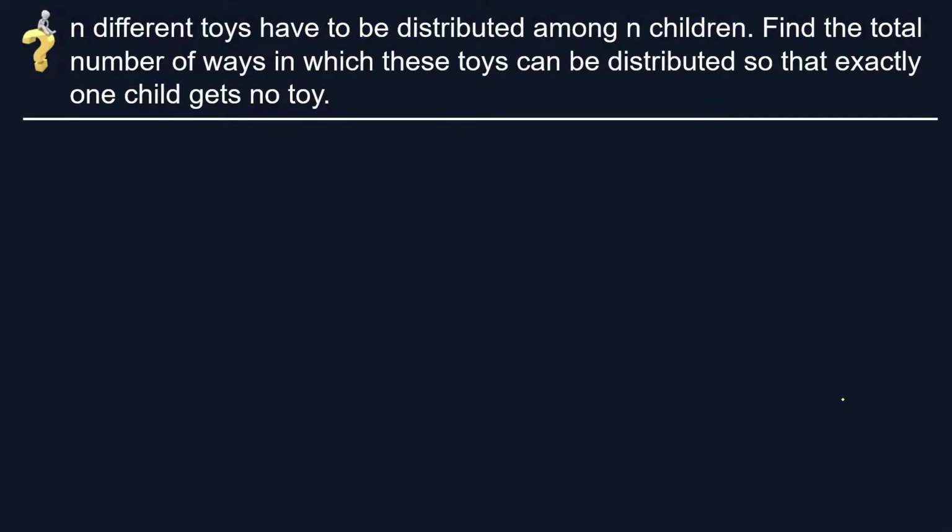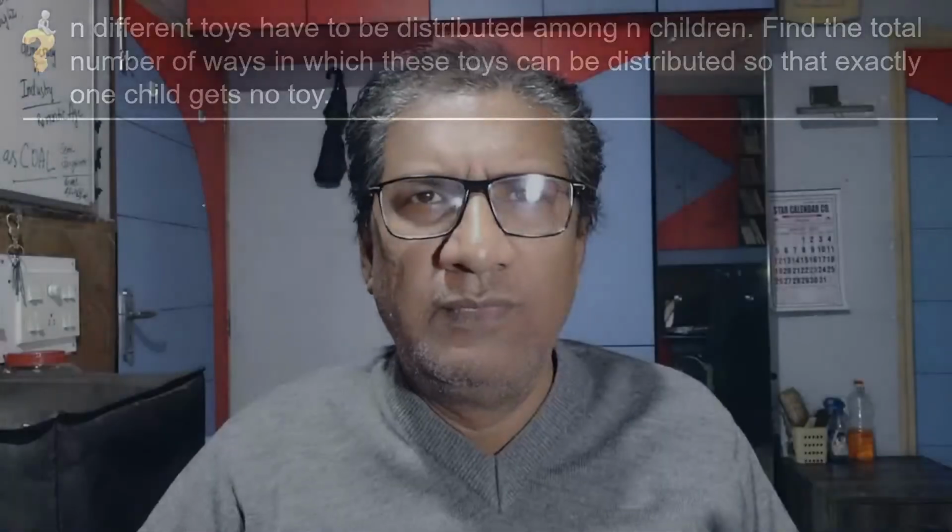Now in this question they have said that n different toys are to be distributed among n children. Find the total number of ways in which these toys can be distributed so that exactly one child gets no toy. So there is a hidden condition already given.